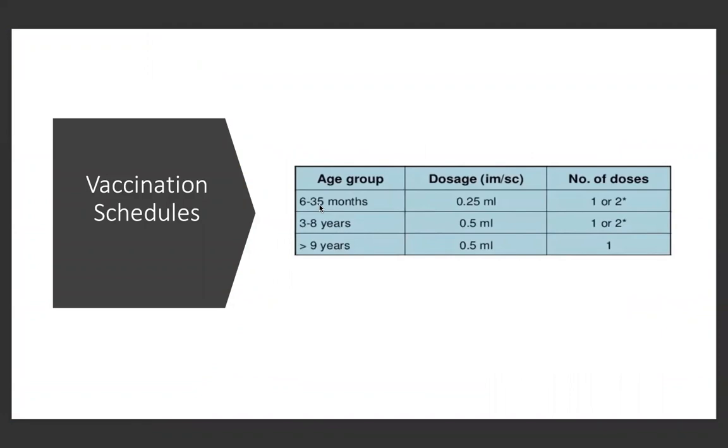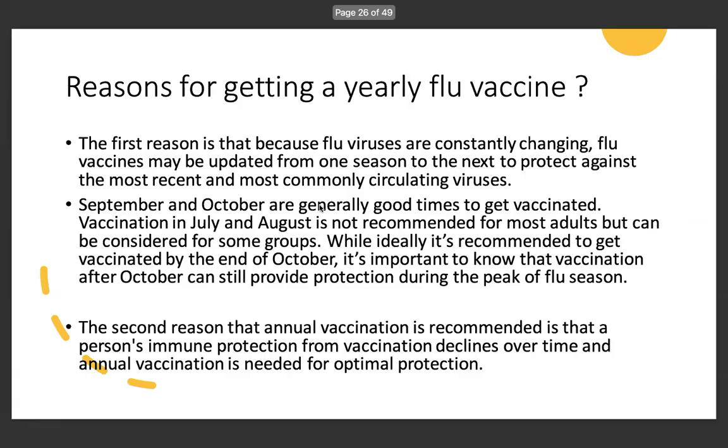Age group 3 to 8 years: the dose is 0.5 ml and the number of doses is 1 or 2. For age above 9 years, the dosage is 0.5 ml and the number of doses is only 1.